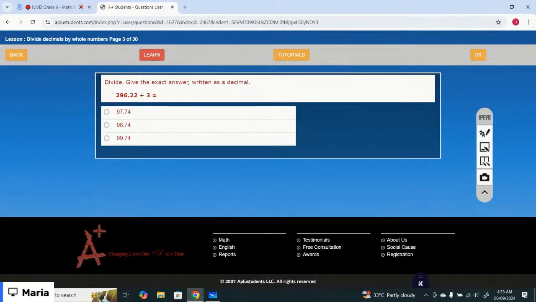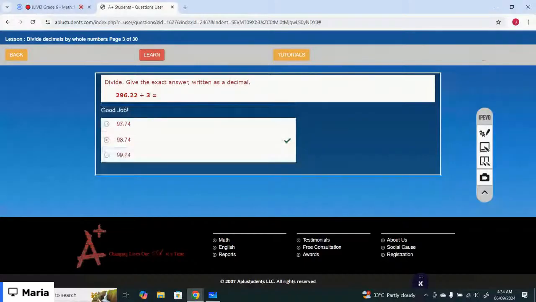Which is the correct option? Option 3. How? 296.22 divided by 3, that is 98.74. Option number 2 is the correct option. 98.74 it is.